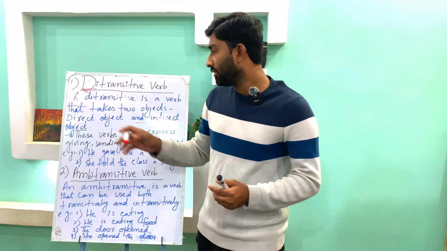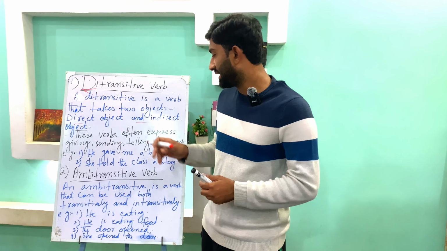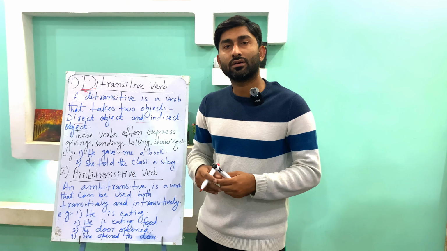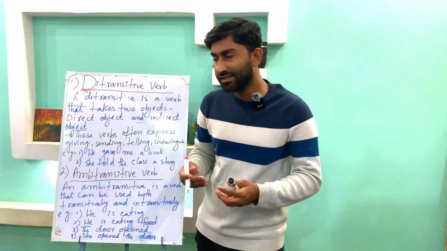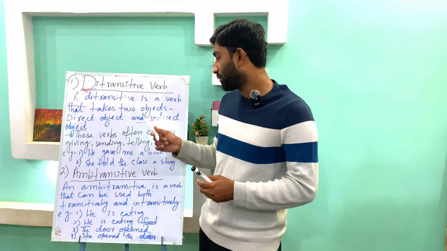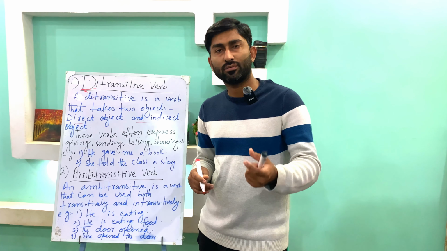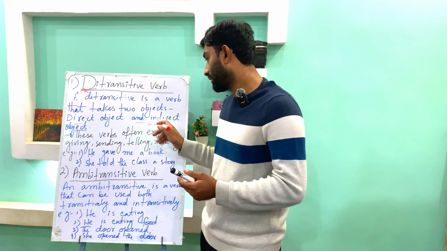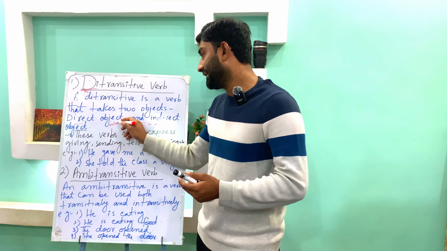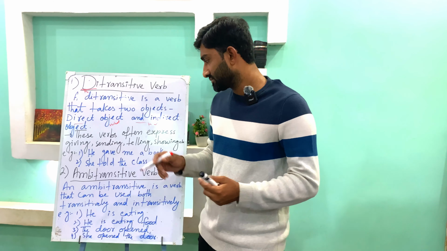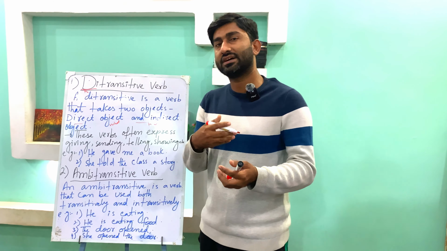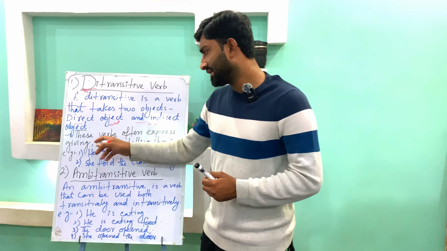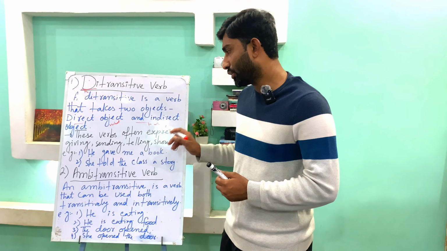Now those who don't know what is a direct object and what is an indirect object, let me make it easy. Direct object is the object that receives the action directly and it mostly answers what, while indirect object is an object that receives the direct object and mostly answers to whom. Direct object answers what, indirect object answers to whom. Now in the later part, I'll tell you which one is direct and which one is indirect. These verbs often express giving, sending, telling, showing, etc.